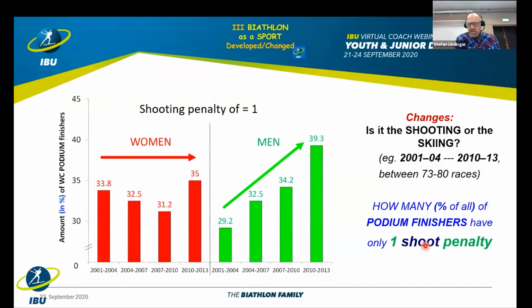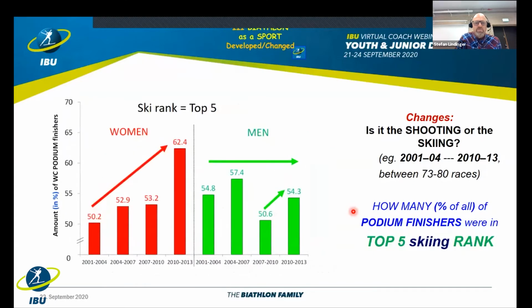That means in these changes, the question is, is it the shooting or the skiing? And we see here how many percent of podium finishers have only one shot penalty. That percentage in men having only one shooting penalty in the races, in the good groups, in those data, is tremendously increasing. So it gets tougher and tougher to be successful in men with the shooting. There was a big change. In women, it's not a clear tendency, a little bit, but not so much.